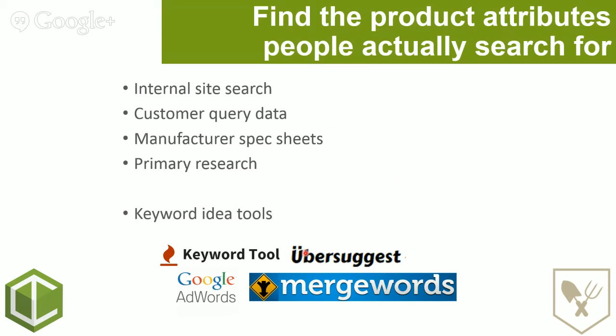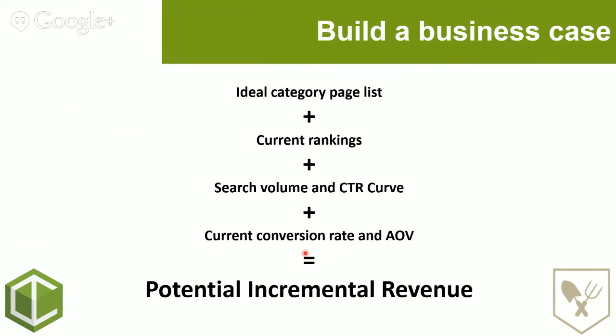Once you've got all of those, chuck them into a few keyword tools. I particularly like keywordtool.io, although there's also Ubersuggest. You want to merge a lot of different product attributes together. Merge Words is great for that, and then obviously throw them all through the keyword planner to find which actually gets searched. Once you've got your ideal category page list, you want to see your current rankings. If you don't rank on page 1 for them, then there's obviously a lot of potential there. If you don't rank in the top 5, there's some.